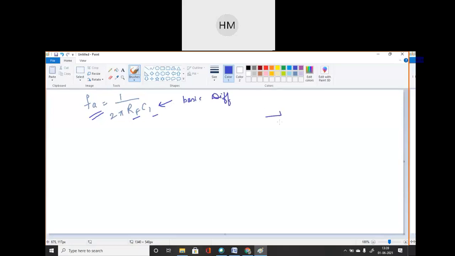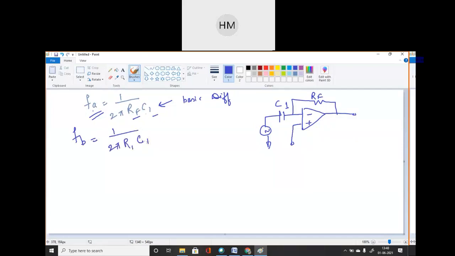सबको याद है बेसिक डिफरेंशिएटर सर्किट में सिर्फ एक कैपेसिटर कनेक्टेड था और एक रेजिस्टर कनेक्टेड था. ठीक है स्टूडेंट्स, after that we have connected one more capacitor and resistor. So this is my RF and this is my C1. Due to some problems we have changed the circuit diagram. तो FA मुझे किससे मिल रहा है 1 upon 2 pi RF C1. This I am telling you because it's very confusing to remember all the formulas of my frequencies. ठीक है, now the second frequency is FB, which is equal to 1 upon 2 pi R1 C1.